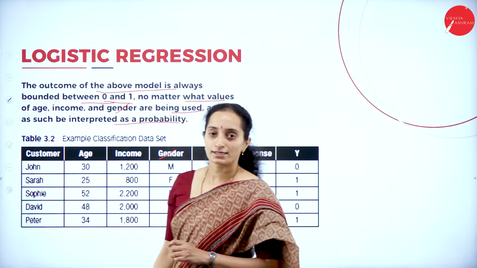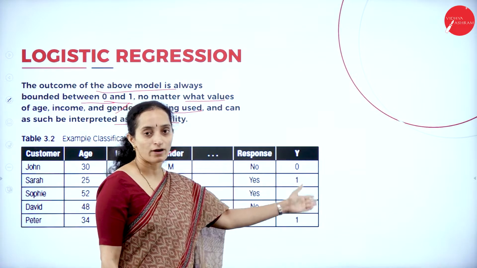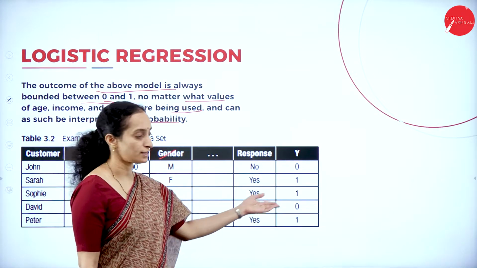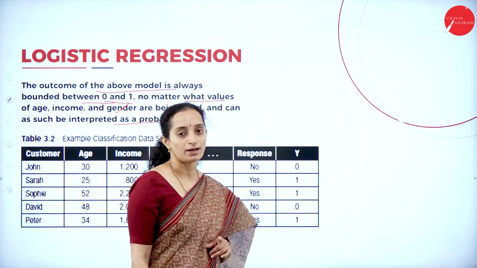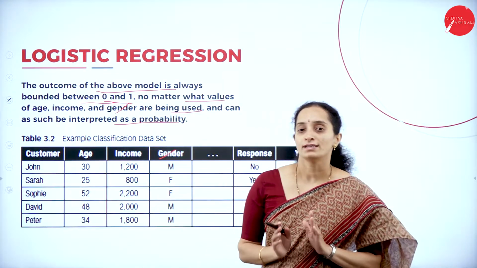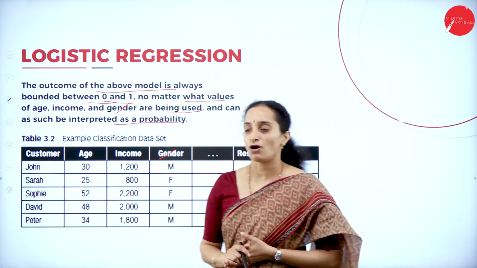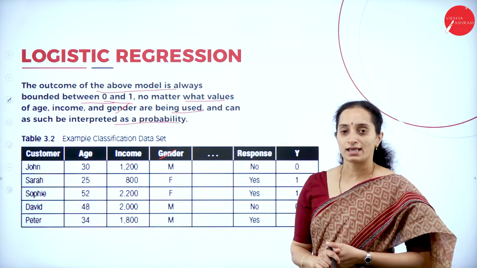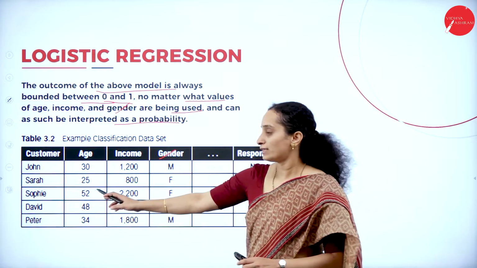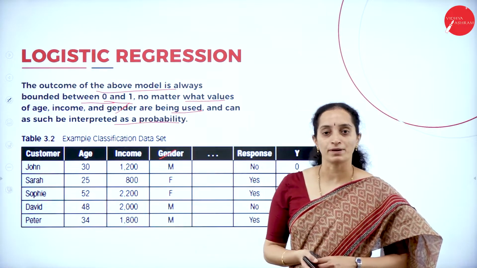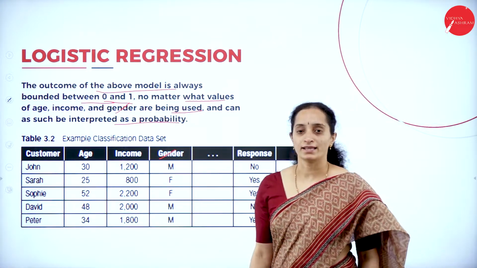So based on the response, you can draw the y value. If the response is no, y will be written as 0. If the response is yes, y will be 1. Like this, for no it is 0, for yes it is 1. So logistic regression always gets the result in a binary value, either 0 or 1. It takes the response in spite of the different conditions of age, income or gender. This is one example. In spite of the characteristics of the values, it will take only binary values.